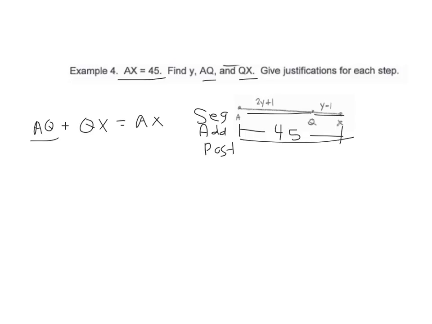Now I'm going to write what AQ is. AQ is 2y plus 1. QX is y minus 1. And that equals the whole thing, which is 45. Why? What's my justification? Well, I substituted, so I write substitution.